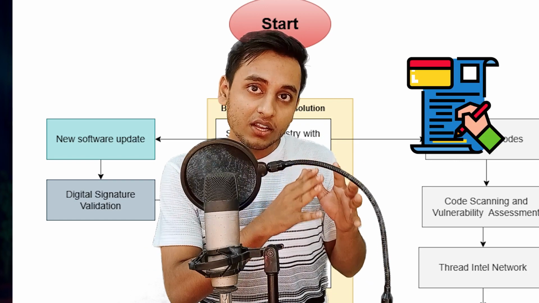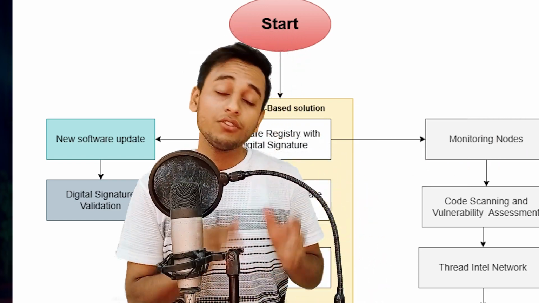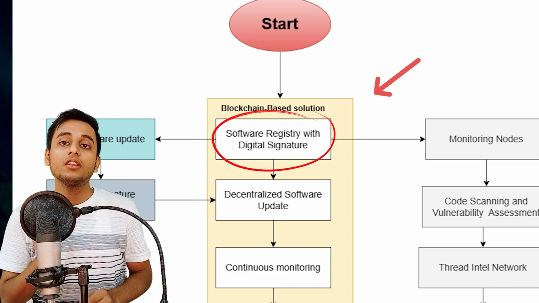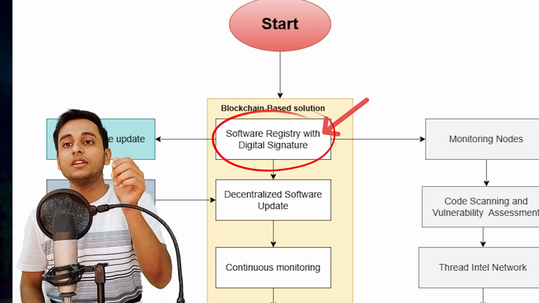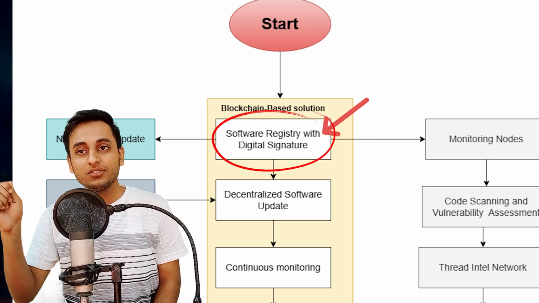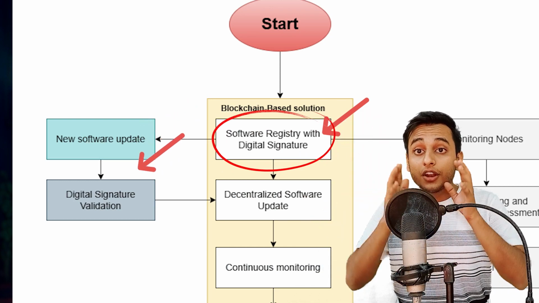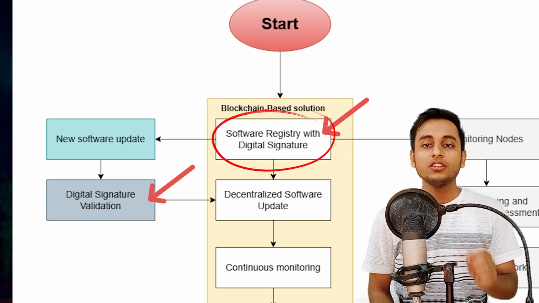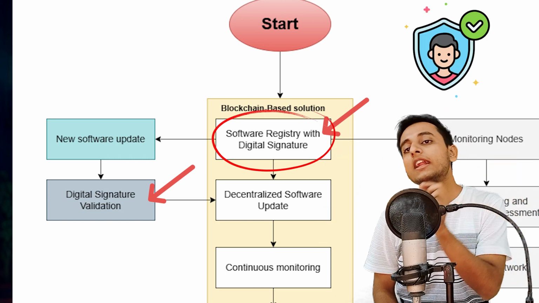So now I am going to propose the working model of our solution, in which I have divided the flow of the program into some steps. The first step is registering the software with a digital signature. The first section is labeled as a blockchain solution. The flow starts with a software registry node. This represents a blockchain-based registry where all the software versions are recorded along with their digital signatures. These digital signatures ensure the authenticity and integrity of the software.